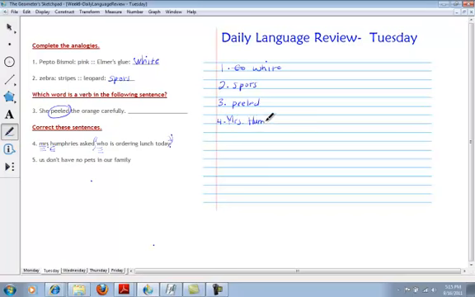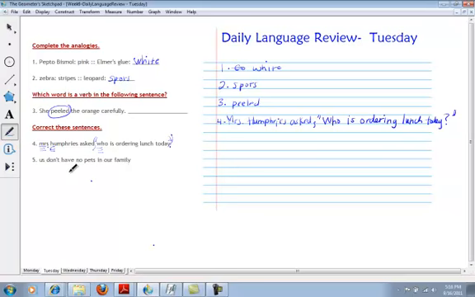Mrs. Humphreys asked, comma, who is ordering lunch today? Question mark and quotation marks.